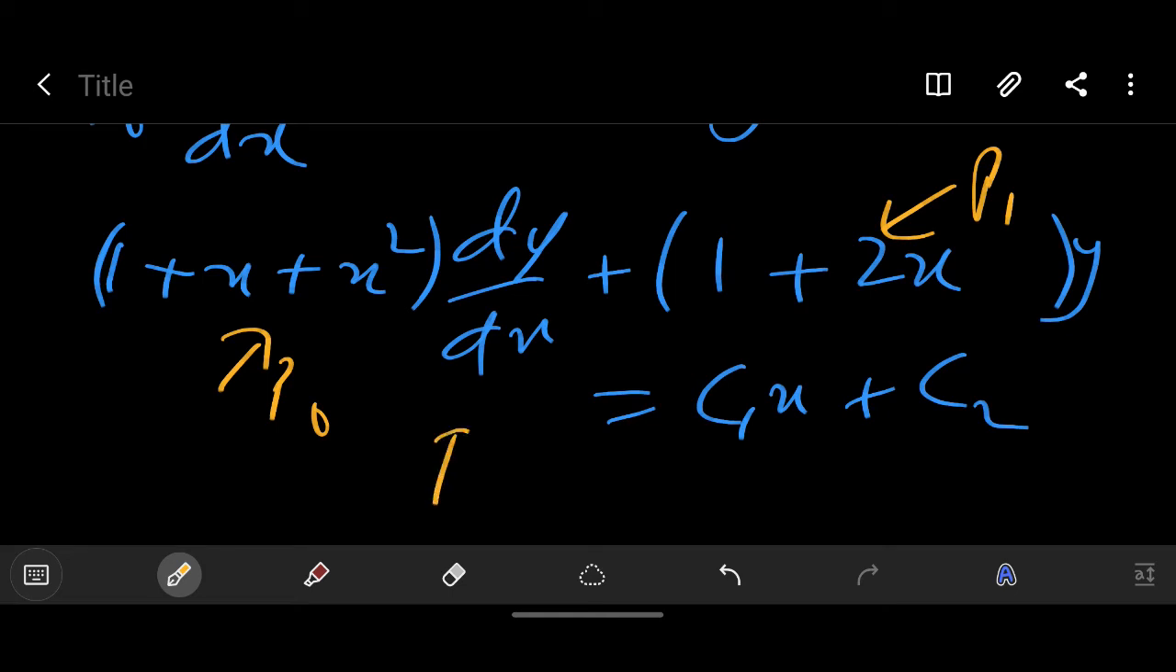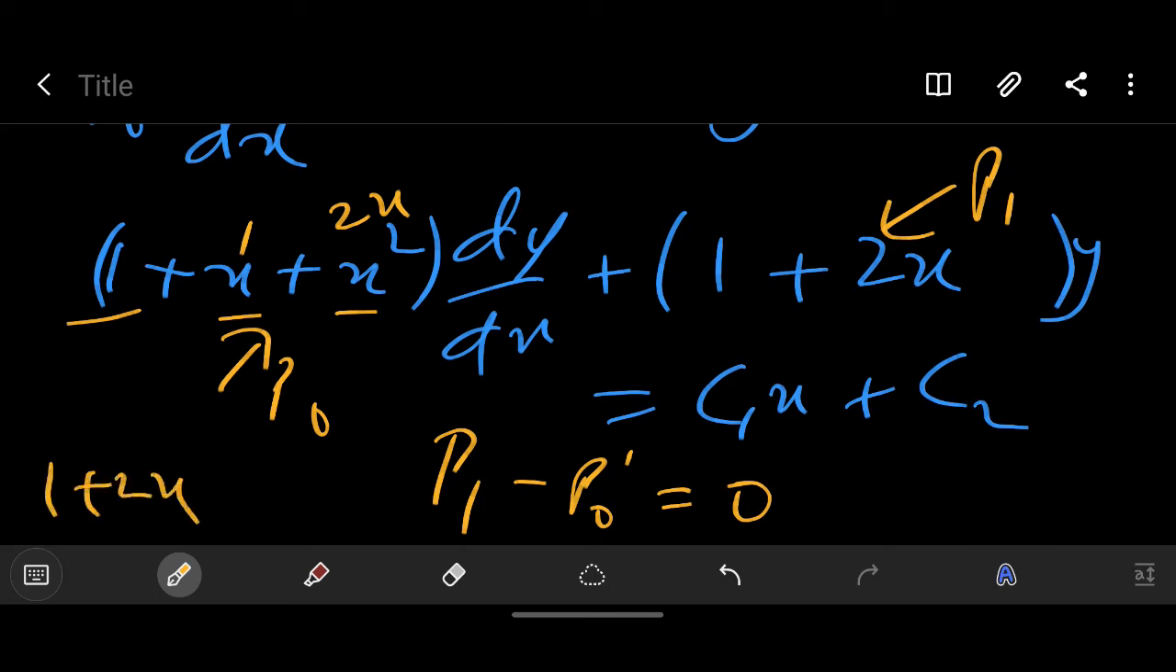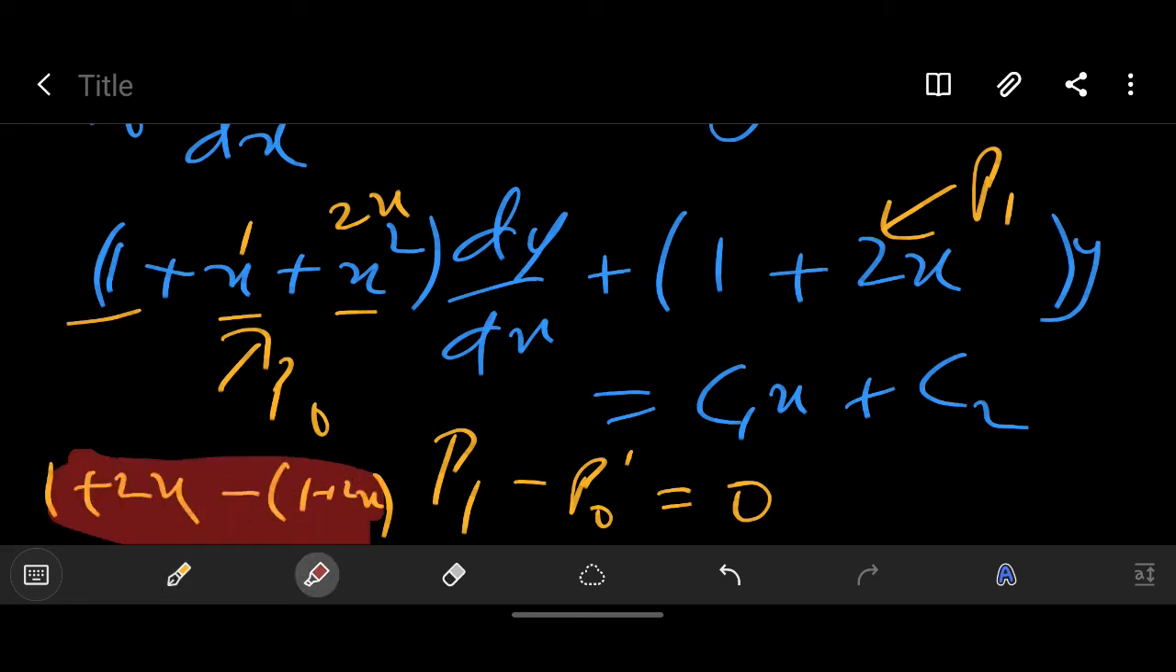So let's check if P1 minus P naught prime is 0 or not, right? P1 is just 1 plus 2x, and P naught prime, if you differentiate it, this x would become 1 and this x squared would become 2x. So 1 plus 2x. If you subtract, P1 minus P naught prime would be 1 plus 2x minus 1 plus 2x, which is clearly 0, right? So P1 minus P naught prime is 0. So that means the condition for exactness is satisfied again.